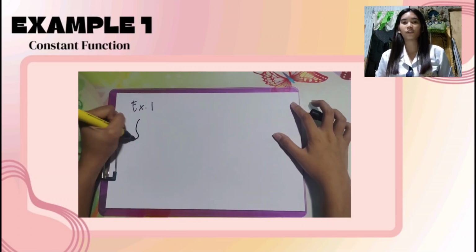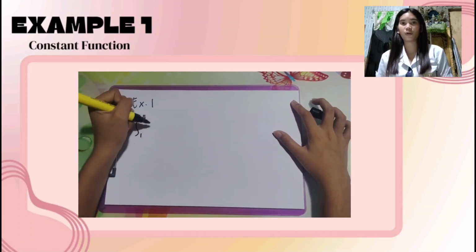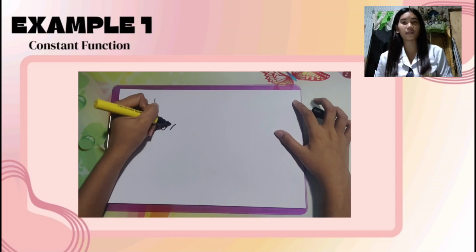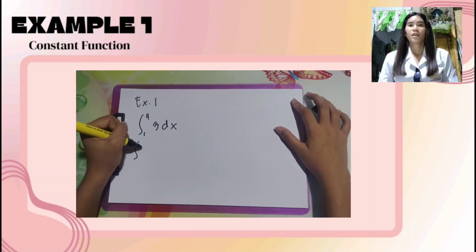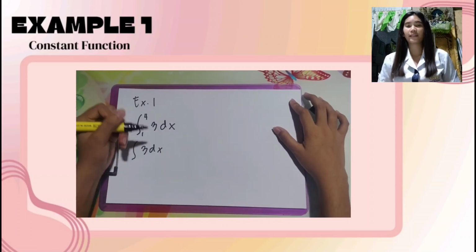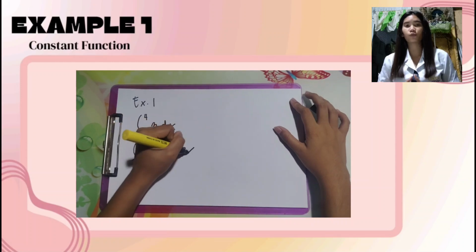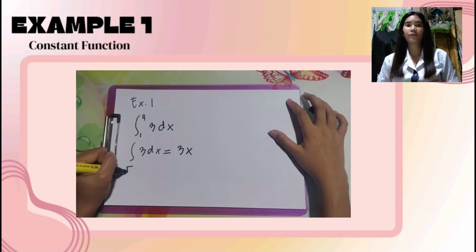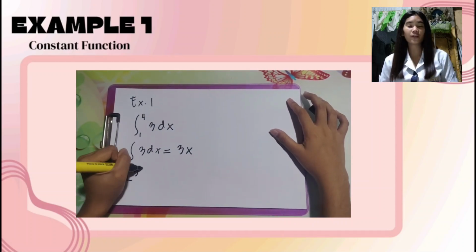So we have here an example of a constant function. Find the area under the function f of x is equal to 3 from x equals 1 and x equals 4. So to find the area, we write the integral of 3 from 1 to 4 dx. We then find its antiderivative, which is 3x.